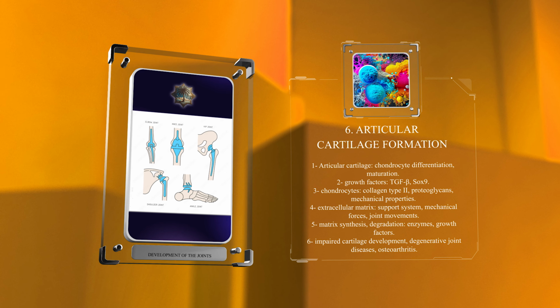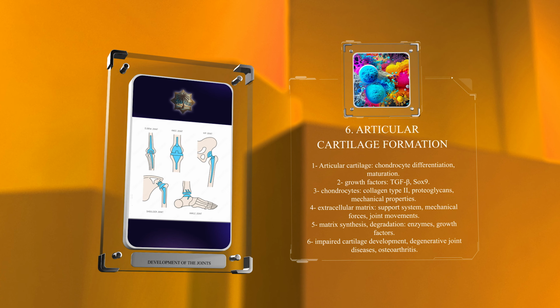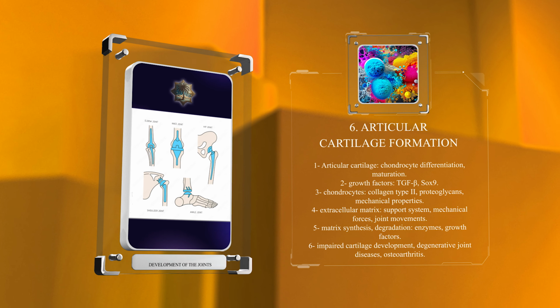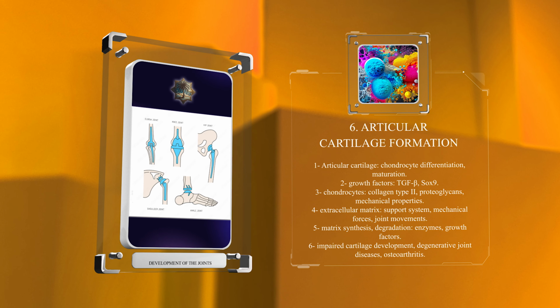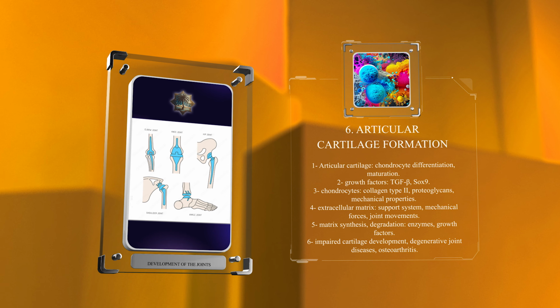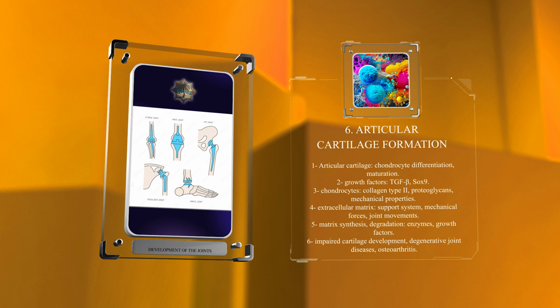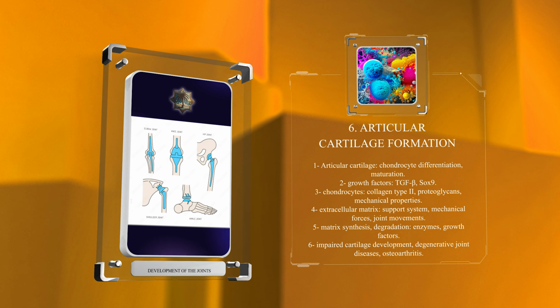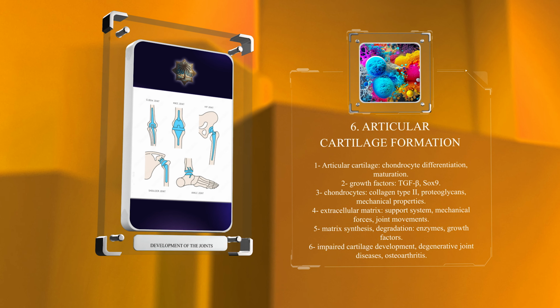The extracellular matrix, formed by these components, acts as a support system for the chondrocytes and helps transmit mechanical forces during joint movements. Chondrocyte maturation is regulated by the delicate balance between matrix synthesis and degradation, controlled by enzymes and growth factors. If this balance is disrupted, it can lead to impaired cartilage development and degenerative joint diseases like osteoarthritis.